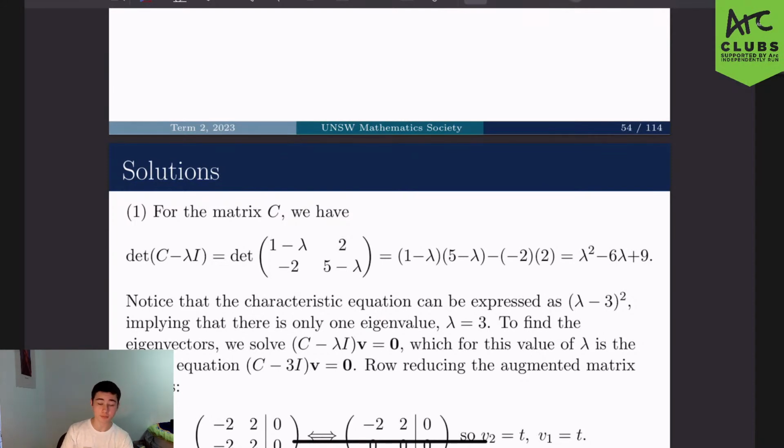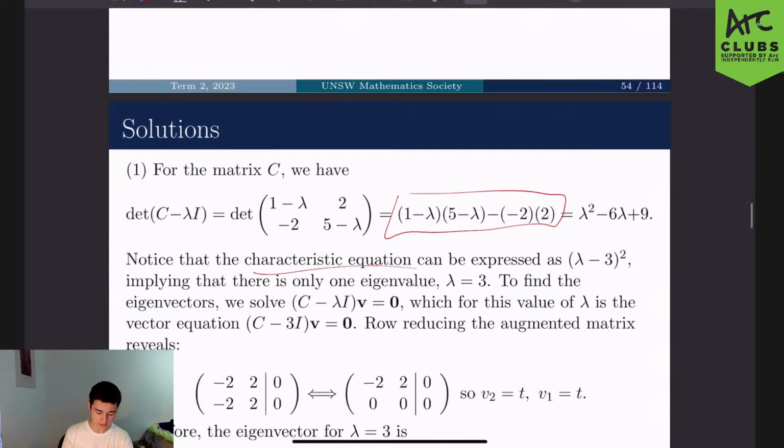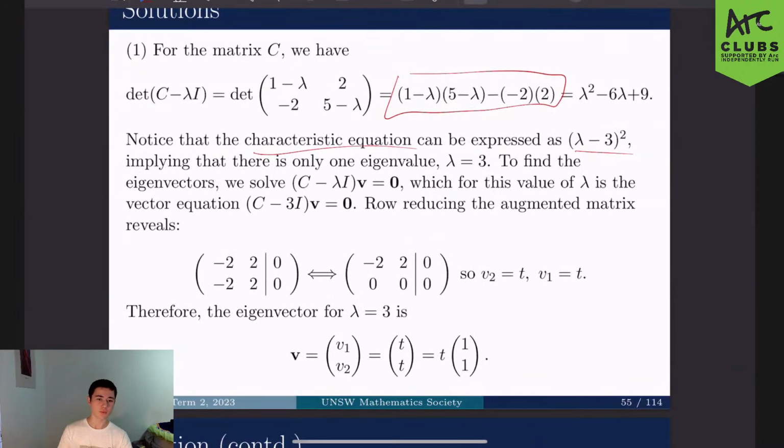So we get 1 minus lambda multiplied by 5 minus lambda minus 2 times 2. And so this will give us a characteristic equation, which when we solve for it, will give us eigenvalues. So this is the characteristic equation expressed as lambda minus 3 all squared, which gives us lambda equals 3 as our solution, multiplicity 2. Now remember, we need two distinct eigenvalues for a diagonalization.